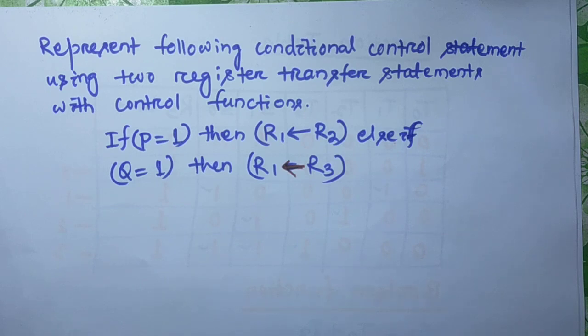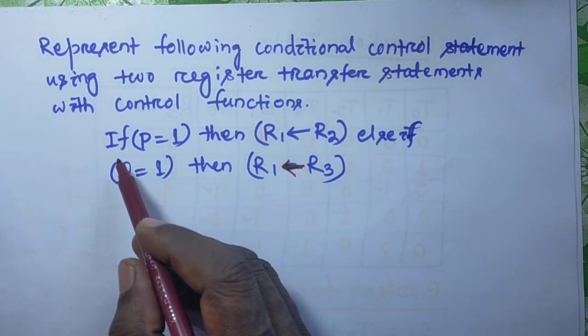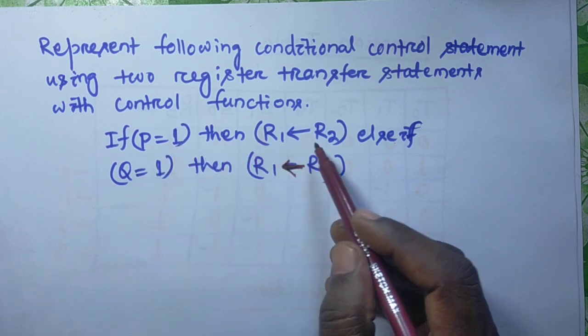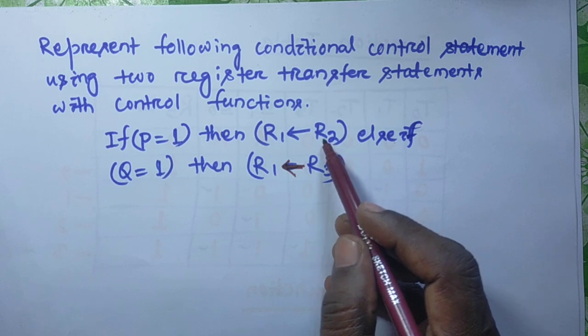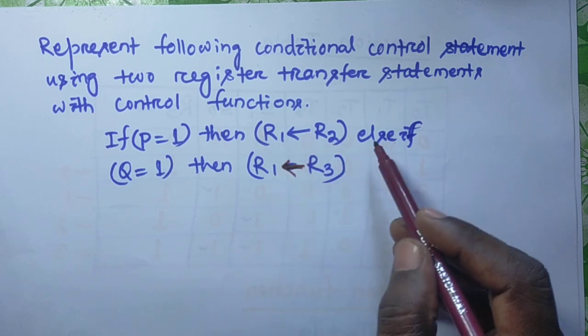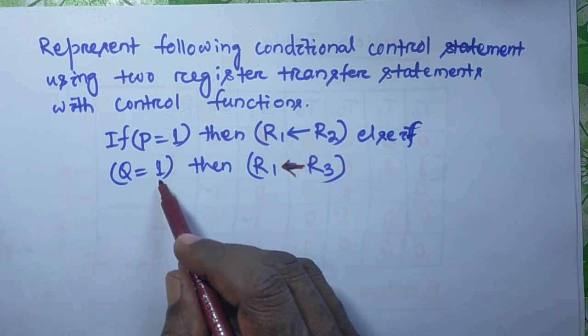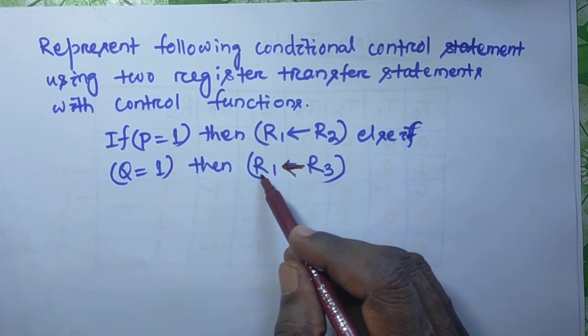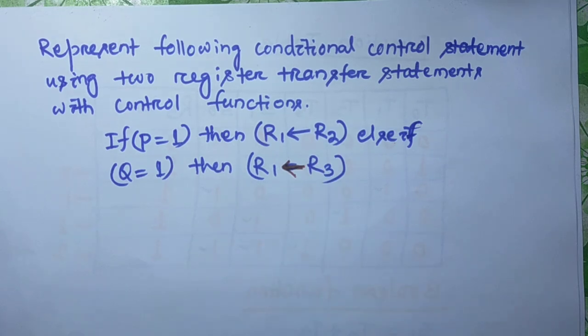The particular control function is given with some conditional control statements. The conditional control statements are defined, as you see here, in a very simple way. If p is equal to 1, then the content of R2 transfers to R1. Else if q is equal to 1, then the content of R3 transfers to R1. So these conditional statements are defined in this way.